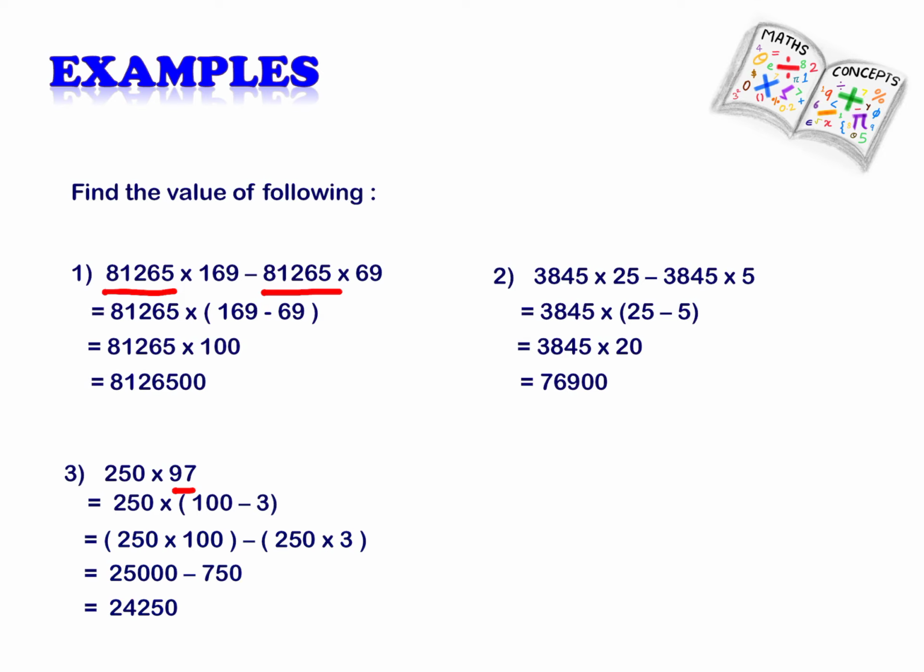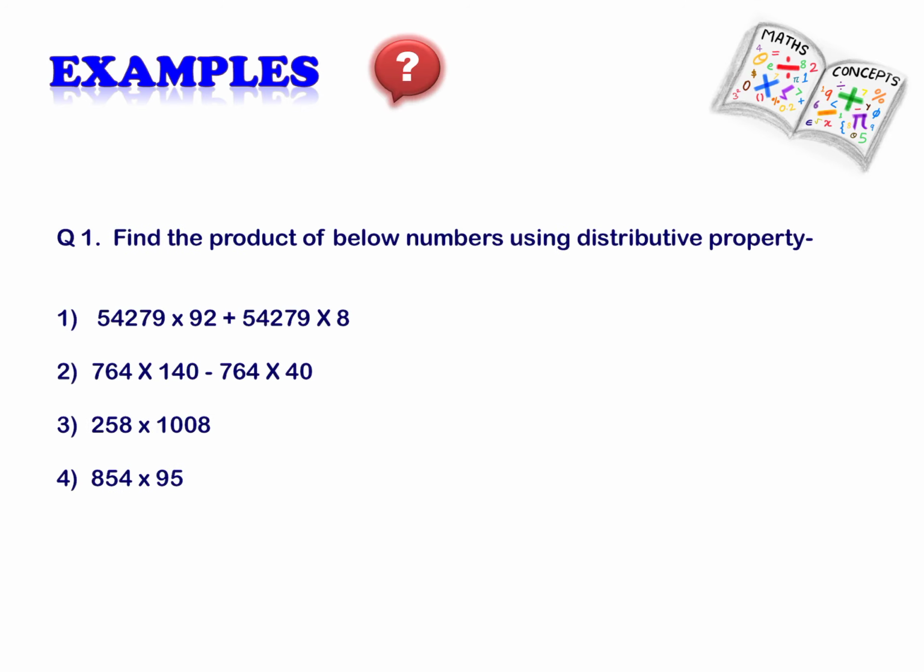So all these properties of whole numbers, that is associative property, commutative property or distributive property, make our calculations easy and quick. So this was all about distributive property of whole numbers. Here are a few examples for you to solve. You can pause the video, write down the questions, write down the answers in your notebook and check all answers at the end of this video, that is right immediately after this.